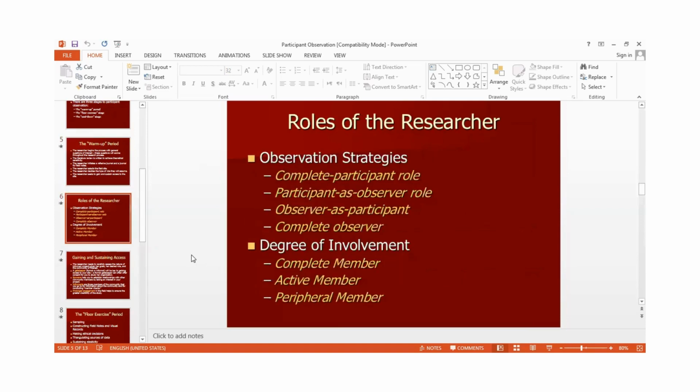Next is the role of the researcher. There are two main things: one is the observation strategies and the other is the degree of involvement. This is very important.